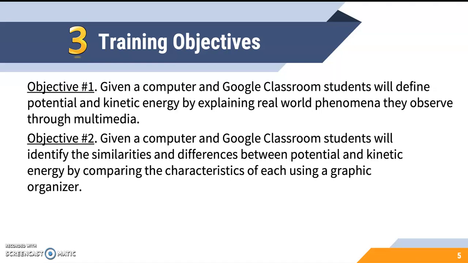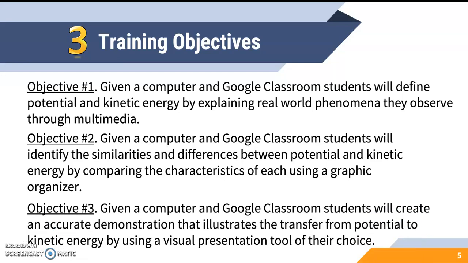Objective 2. Given a computer and Google Classroom, students will identify the similarities and differences between potential and kinetic energy by comparing the characteristics of each using a graphic organizer. Objective 3. Given a computer and Google Classroom, students will create an accurate demonstration that illustrates the transfer from potential to kinetic energy by using a visual presentation tool of their choice.